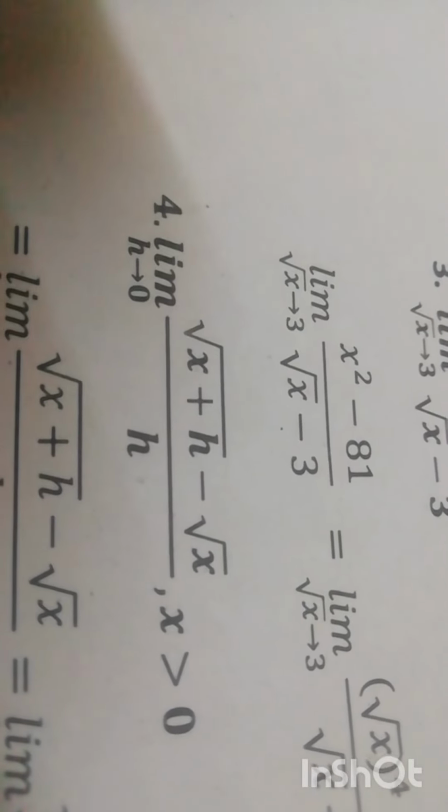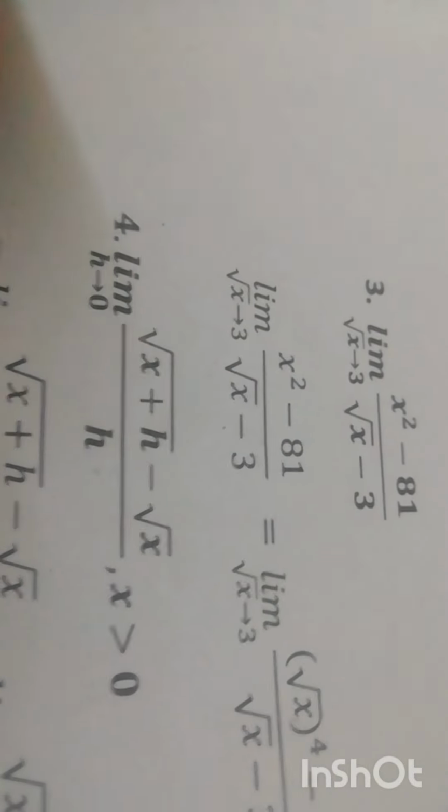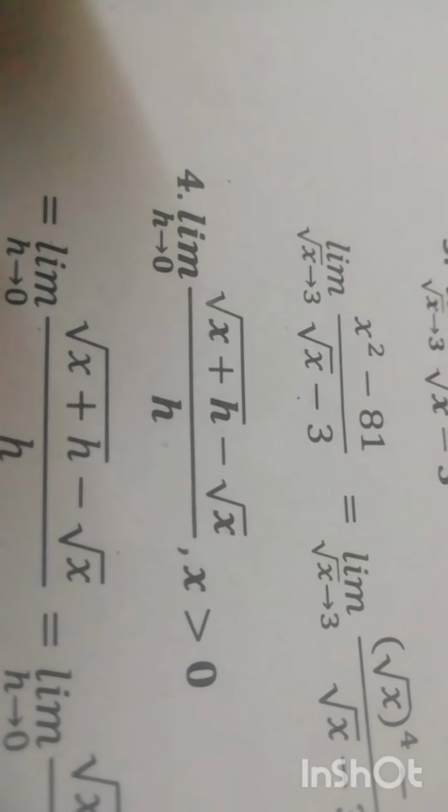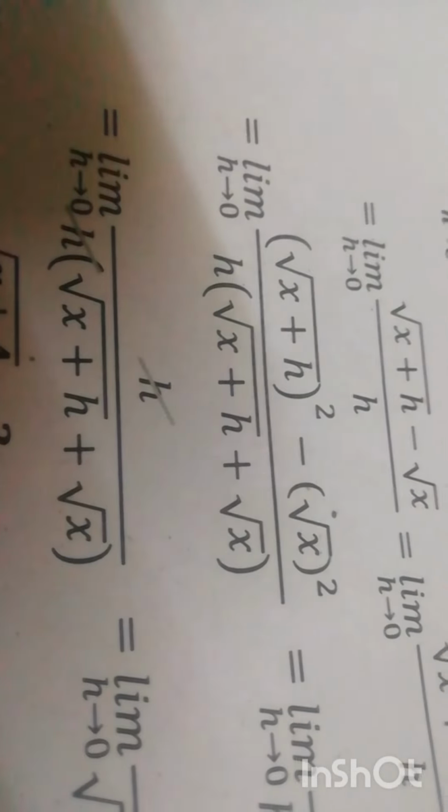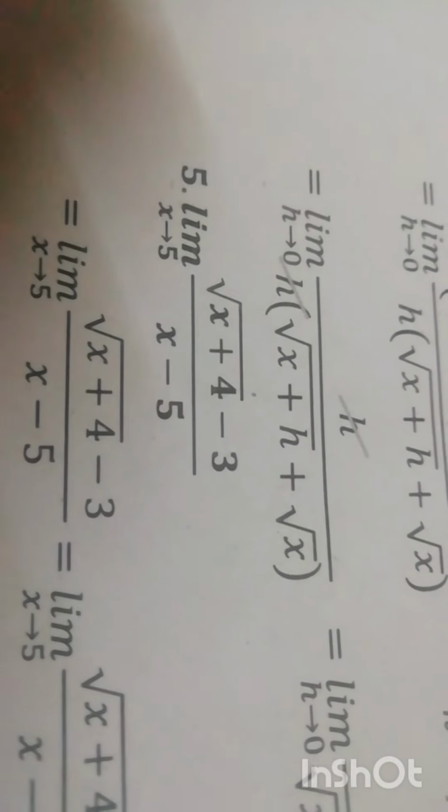All are of the form 0 by 0. It's an indeterminate form. So 0 by 0 is an indeterminate form, which can take infinite values. So how can you handle it? You can do any simplification and then substitute the limits. Applying the limit x tends to 5 means you can put x equal to 5. Okay.